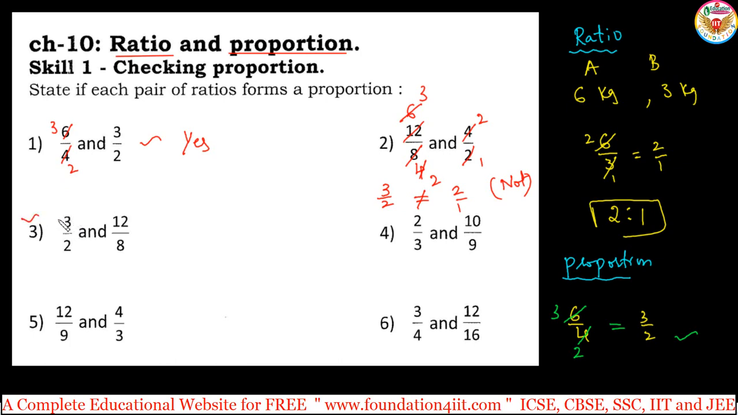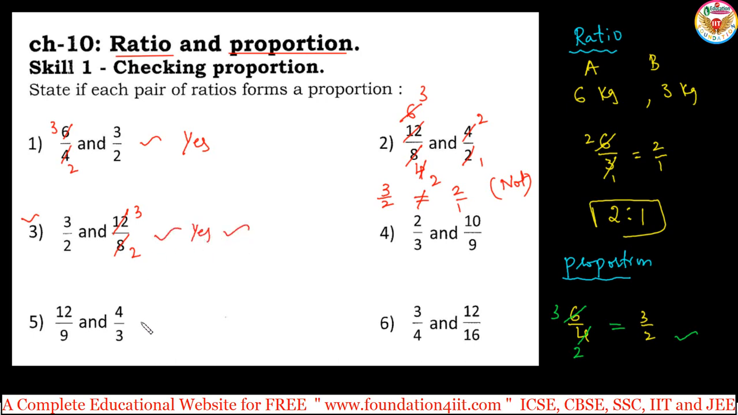Now let us see the third one. 3 by 2. There is no common factor except 1, so you can't simplify this. Now 12 divided by 8. We already did. How much did you get? 3 by 2. Directly you can use the 4 table. 4 times 2, 4 times 3, if you know. So yes, these are in proportion.